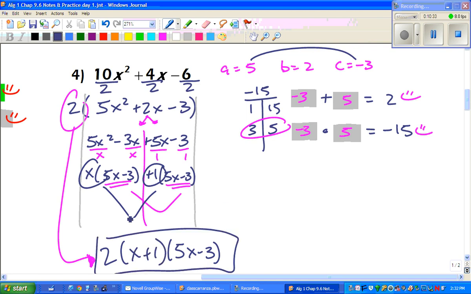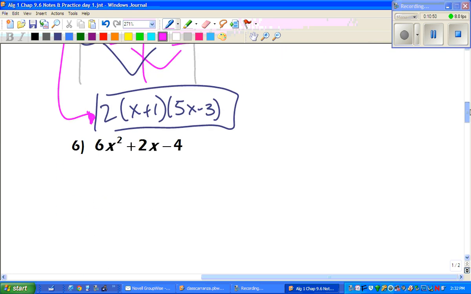and there we go. Now, some of you guys might be like, well, Mr. Grice, I want to keep writing my 2 down the sides like that. That's okay, you can do that. I draw the arrows just so I don't forget it. Okay? Alright, let's move on to number 5.